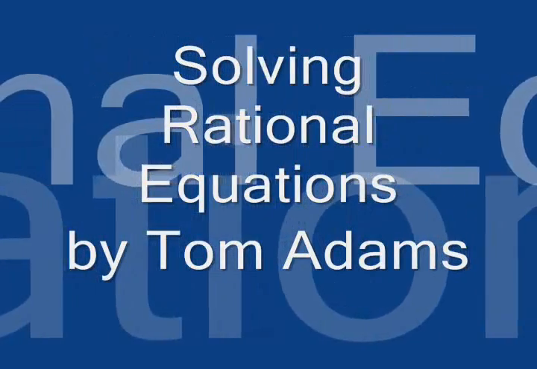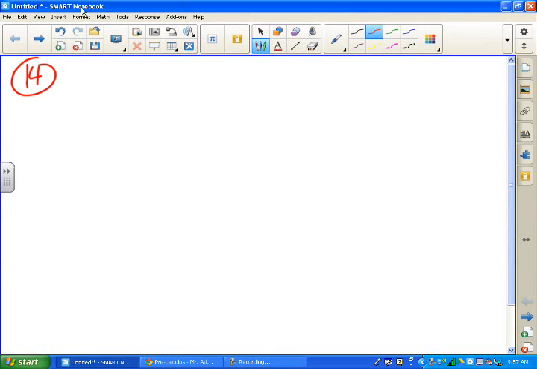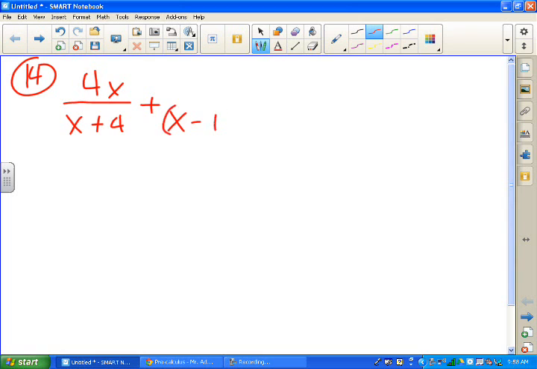Right, so we're going to solve rational equations today. A rational equation is just a bunch of polynomials written in fraction form, and then we need to solve them. For problem number 14 out of the textbook, it wasn't assigned, but I'm going to do this example to give you an idea because the assigned problems are very similar.